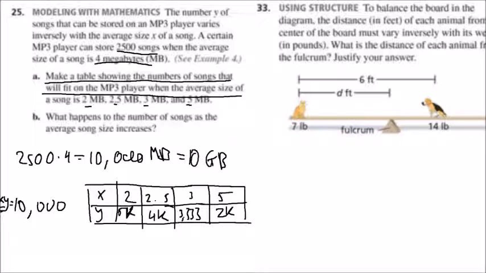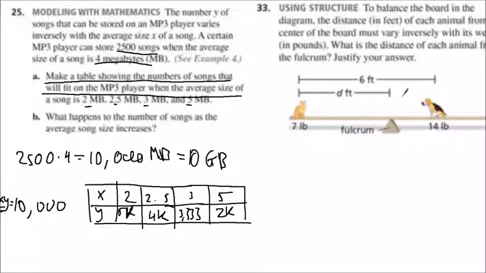So next, using structure to balance the board in the diagram, distance in feet from each animal to the center of the board must vary inversely with the weight in pounds. What is the distance to the animal from the fulcrum? Justify your answer. I really like this problem because it's a thinking problem. So this is the fulcrum, right? And then the distance in feet of each animal must vary inversely with its weight in order to have a balance.